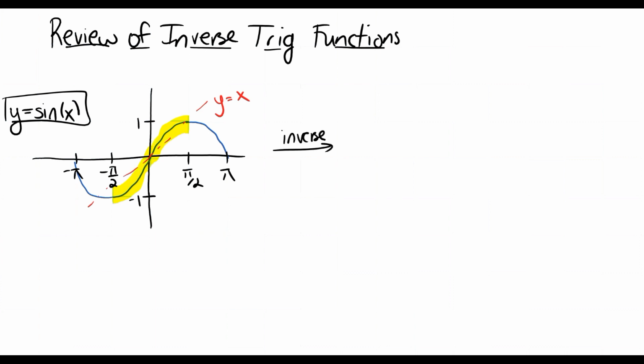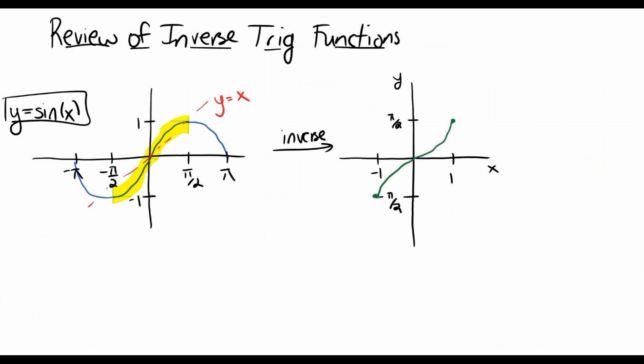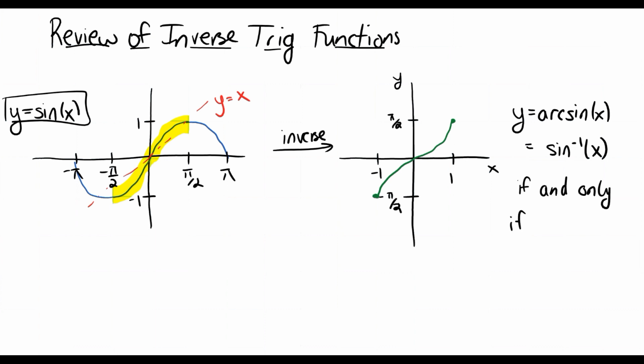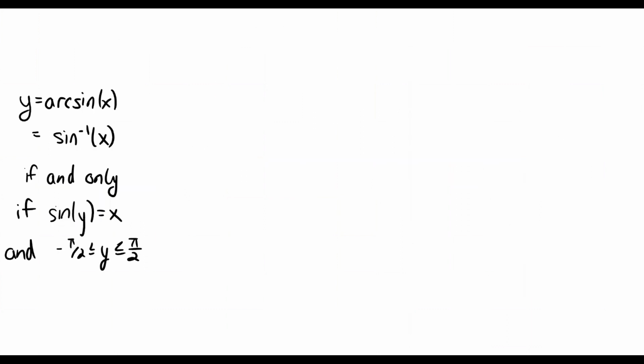So when we flip the graph to get the inverse function of sine of x, the domain is from minus 1 to 1, and the range is from minus pi over 2 to pi over 2. This is called the inverse sine function, denoted either as sine to the minus 1 of x or arc sine of x. Arc sine and sine are related in the following way. We say that y equals arc sine of x, or inverse sine of x, if and only if sine of y equals x, and y is bounded between minus pi over 2 and pi over 2.